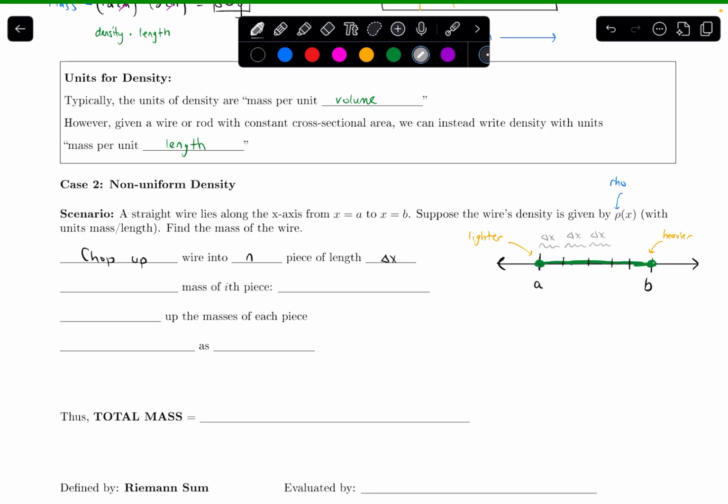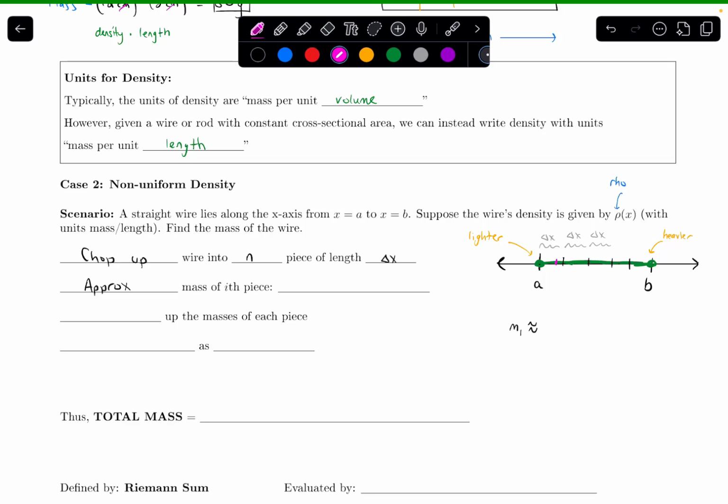Okay. So what I'm now going to try to do is approximate the mass of each of those pieces. Let me focus on this first piece. I'm going to call that mass m1. What is that approximately equal to? Well, I know mass is density times the length of that piece. To get the density, because the density is changing, I'm going to pick some test value in that interval, maybe somewhere here. It doesn't really matter where I pick it.